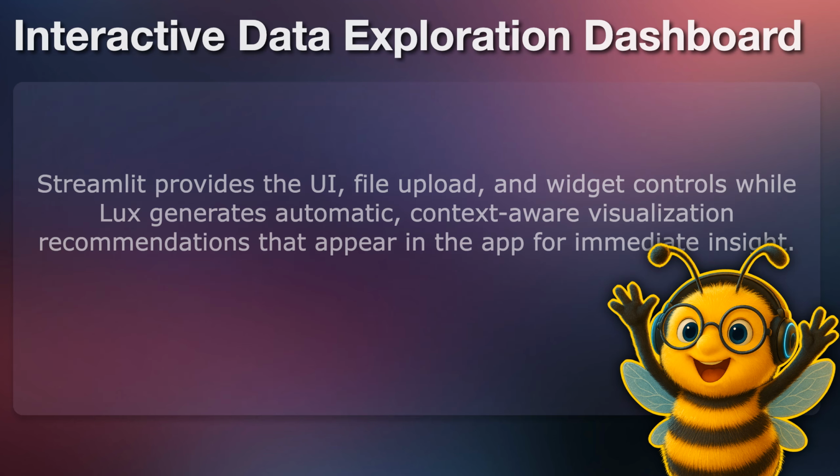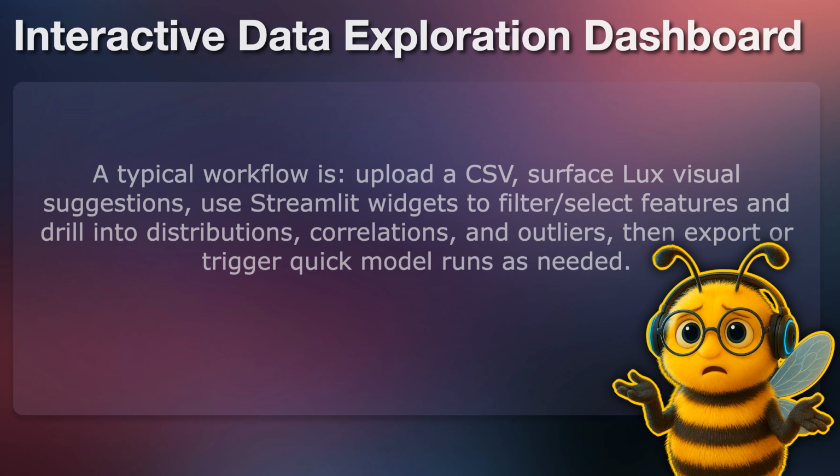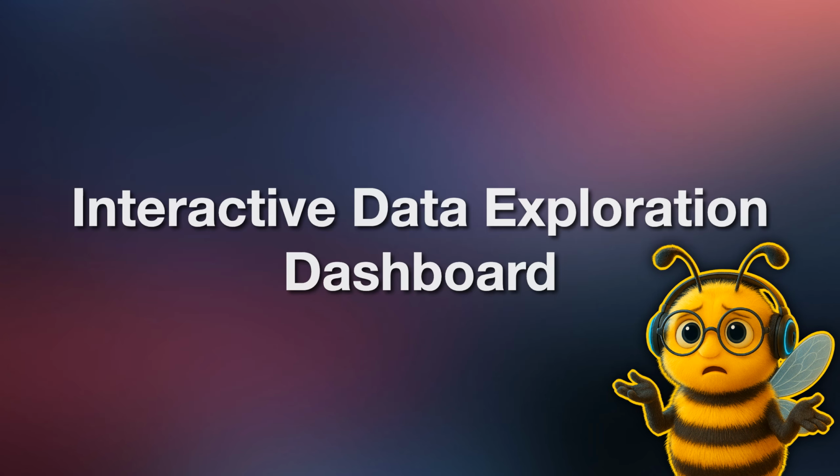Streamlit provides the UI, file upload, and widget controls, while Lux generates automatic, context-aware visualization recommendations that appear in the app for immediate insight. A typical workflow is: upload a CSV, surface Lux visual suggestions, use Streamlit widgets to filter, select features, and drill into distributions, correlations, and outliers, then export or trigger quick model runs as needed. Let's build an interactive Streamlit dashboard that combines Lux's automated visual recommendations with PyCaret's quick model training.